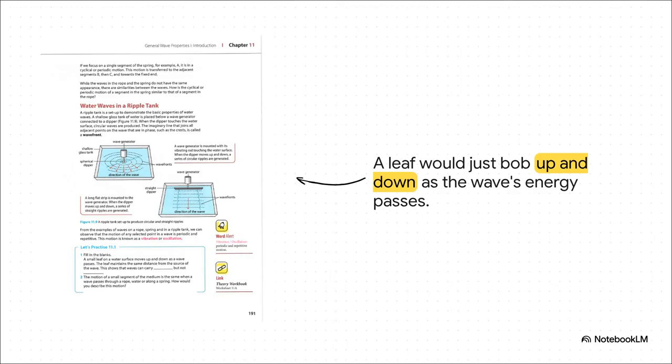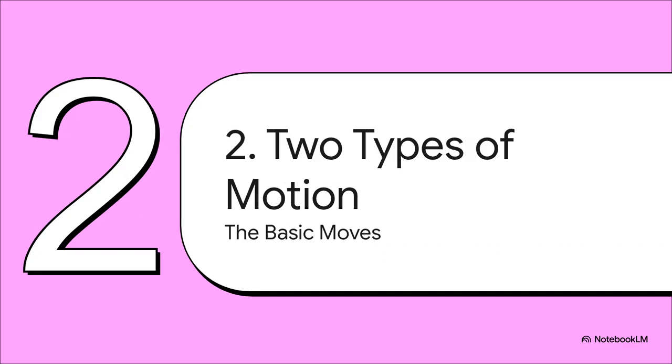And this illustrates that idea perfectly. Think about a leaf just floating on a pond. When ripples from a stone you dropped reach it, that leaf doesn't get carried all the way to the edge of the pond, does it? Nope. It just bobs up and down as the wave passes underneath. This is perfect proof that the water particles themselves are just oscillating, while the energy is what's traveling outwards. So let's move on and see how this energy transfer actually happens.